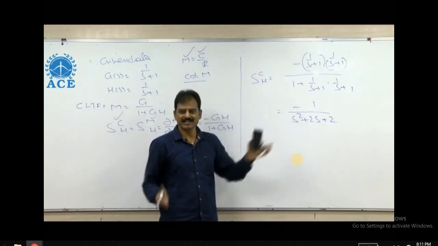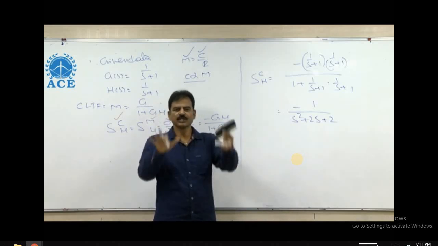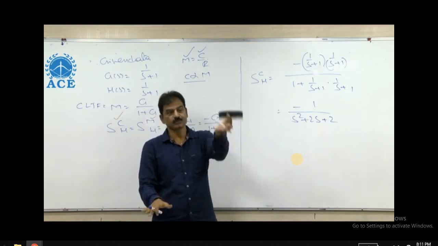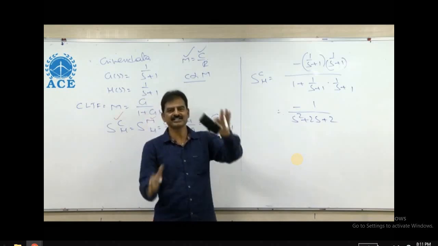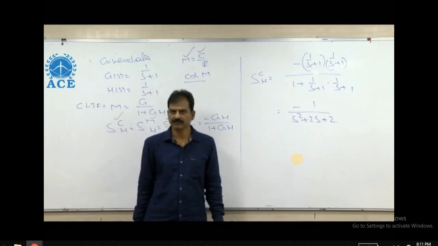Here, minus implies that if H is increasing, M decreases or output C decreases, vice versa. If H is decreasing, output C increases. The variations are in the opposite direction. So therefore, this is the answer for this.